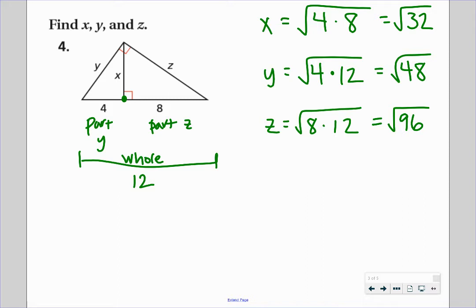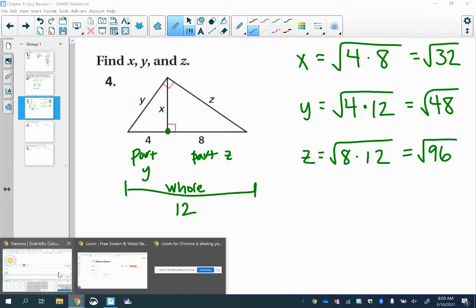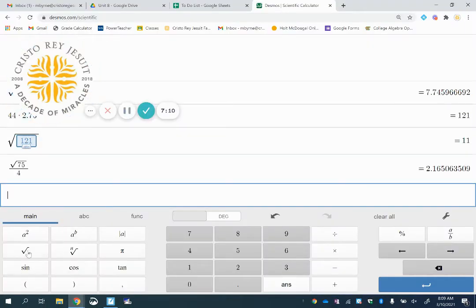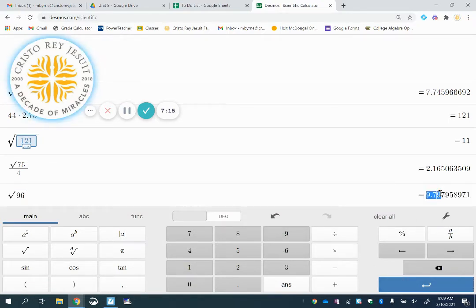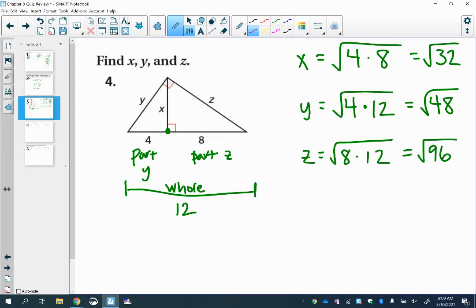Okay, none of those are perfect squares, so I'm going to leave them, but if you'd prefer to write them as a decimal number, or if the test asks you to write them as a decimal, all you would have to do is go to your calculator and do square root of 96, and then you get 9.79, which would round to 9.8, okay? And so on for all of these. So this would be 9.8. All right, and then 48 would be something close to 7, so like 6.9, and 32 would be something between 5 and 6. Okay, so that's when we use geometric mean.